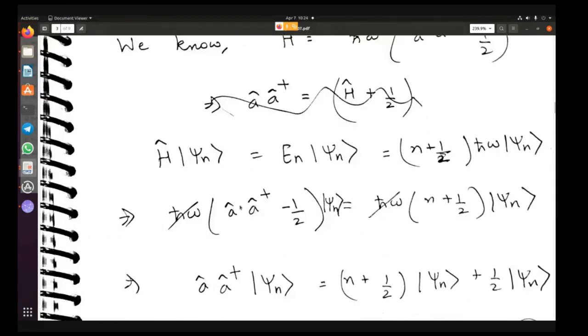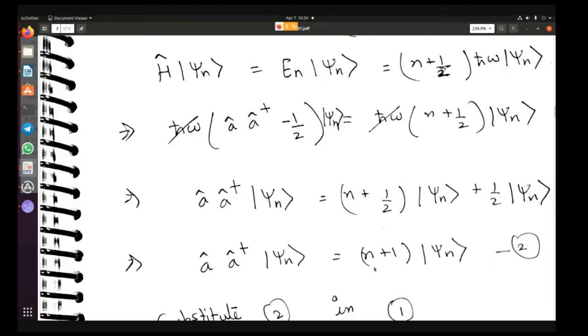What we need is A dagger psi n. So we'll keep A dagger psi n on the left hand side, and this minus half psi n, we'll take to the other side. So we'll get n plus half ket psi n plus half into ket psi n. Now this can be added up and we get n plus 1 into psi n. All right. So you can see that A dagger psi n is nothing but n plus 1 into psi n.